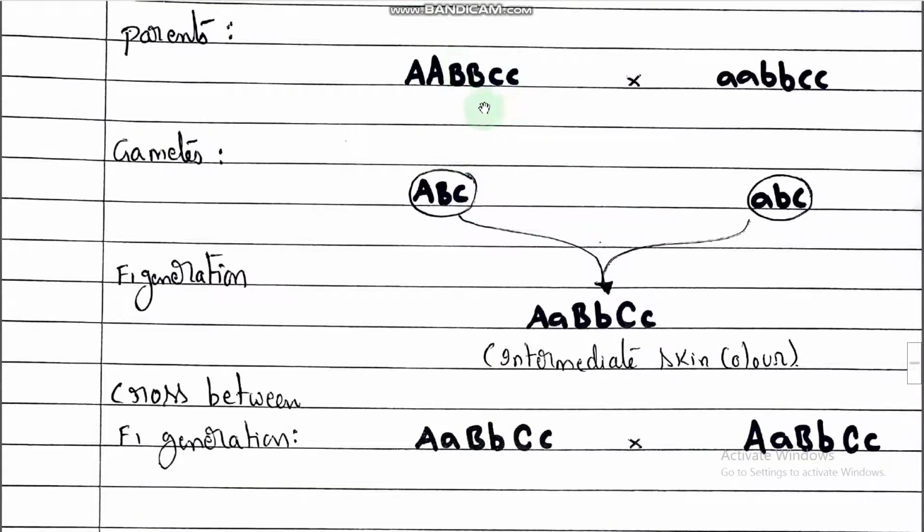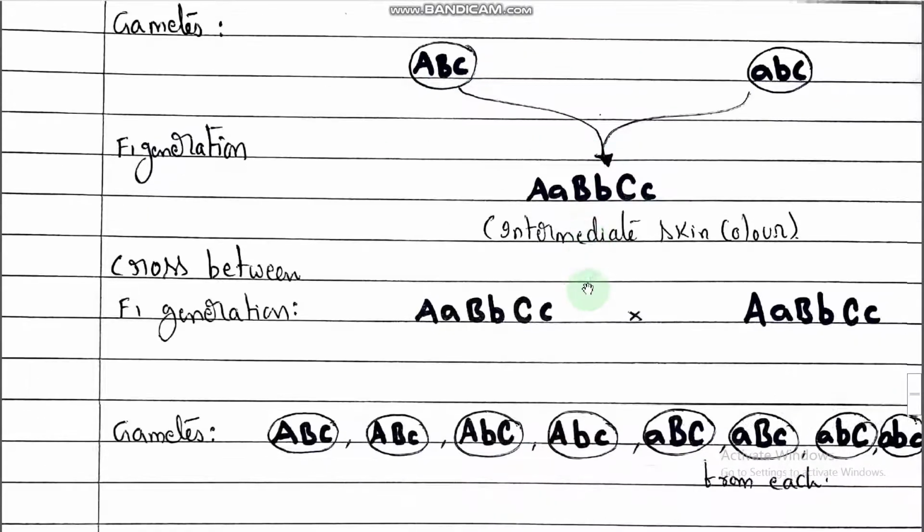Parents capital A, capital B, capital C, and small a, small b, small c. Capital A, capital A, capital B, capital B, capital C, capital C, and small a, small a, small b, small b, small c, small c. These are dark, these are light skin colored. Gametes are ABC, abc here. F1 generation gamete mixed, capital A, small a, capital B, small b, capital C, small c. These are intermediate skin color.